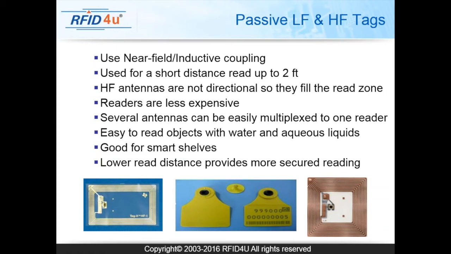It's easy to read objects with water and aqueous solutions. This is important with UHF, which we're going to find. UHF is absorbed by water, so UHF cannot read through water, cannot read through the human body, cannot read generally through your hand if your hand is covering a UHF chip. HF, on the other hand, is very good through water. It's a magnetic field, so it goes through water and other material without any problems.